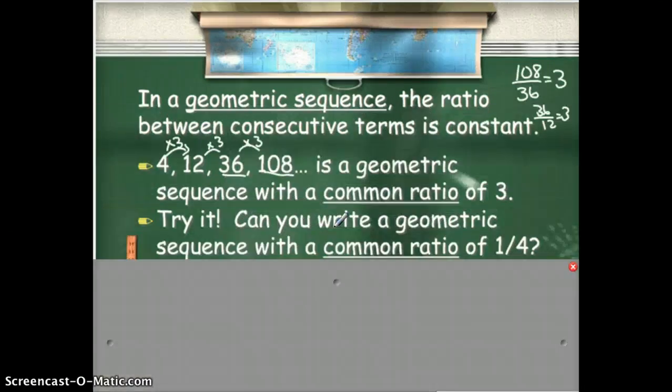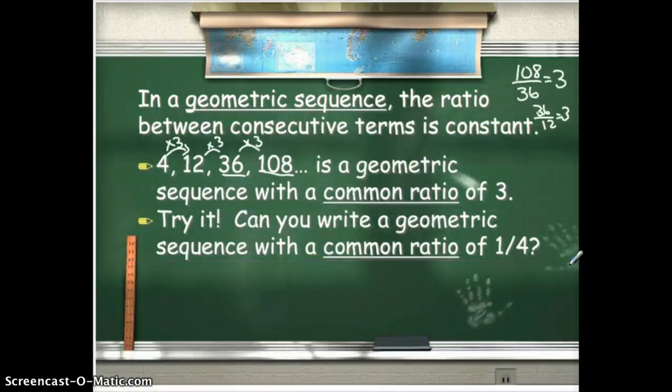I want you to try it this time. On your own, can you write a geometric sequence with a common ratio of 1/4? So just try to do it, and I'll give you a couple examples of things that might be right. Okay, so you can start with whatever number you want. Maybe it might be nice if it's a multiple of 4 of some sort, so it's a little easier to do, but I might say 80.